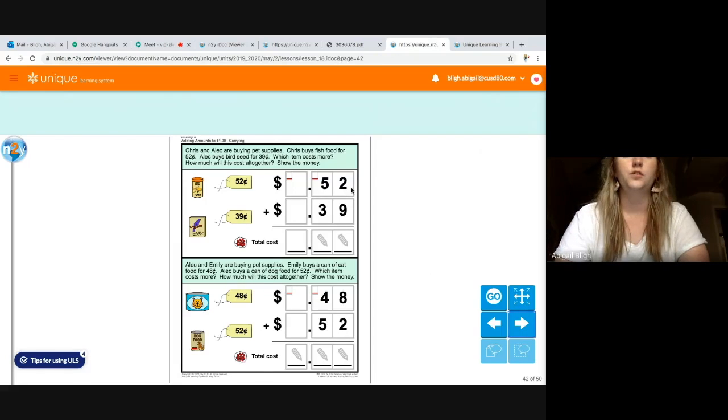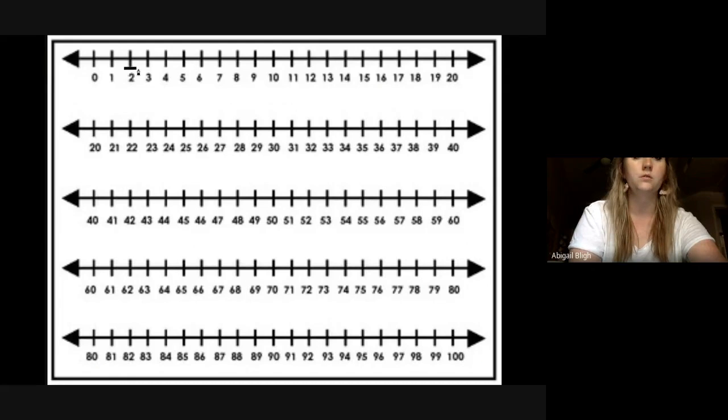So I'm first adding 2 plus 9. So I'm going to look at my number line. I'm starting at 2, and I'm jumping up 9. Okay, so count with me. 1, 2, 3, 4, 5, 6, 7, 8, 9. I landed on what? I landed on 11.